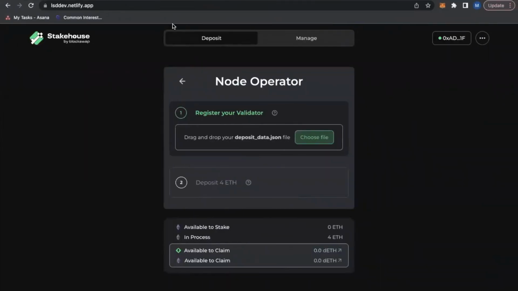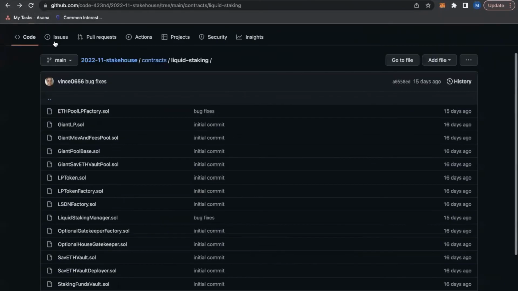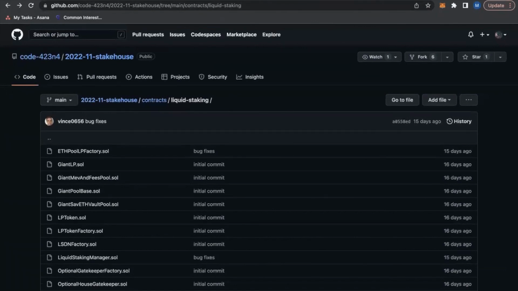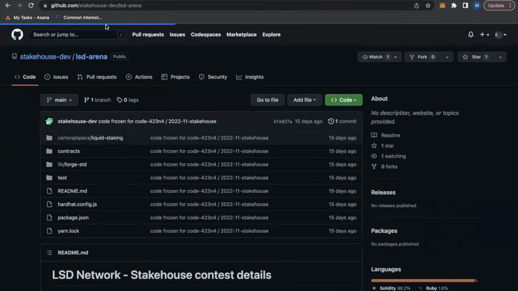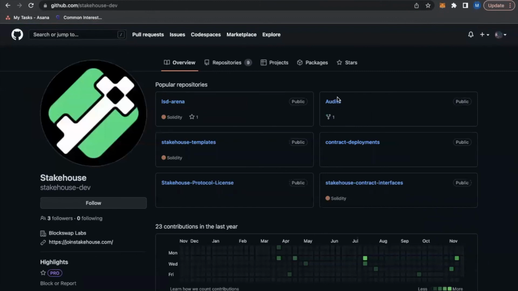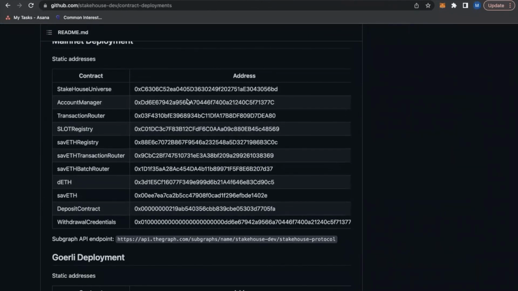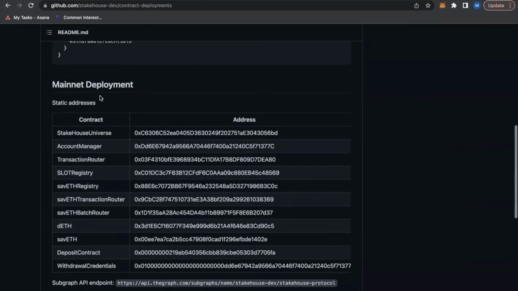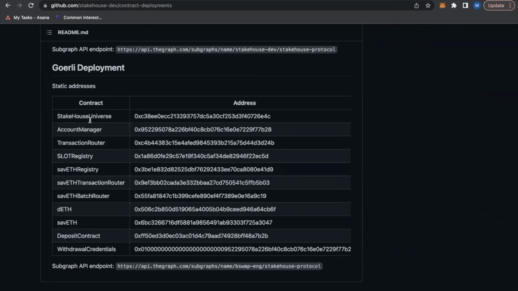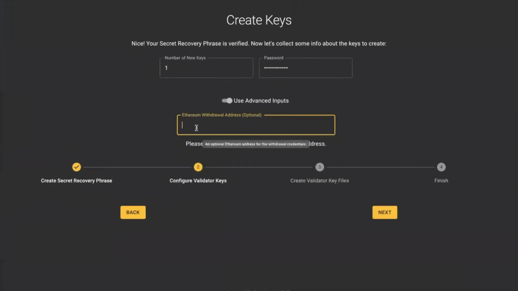Where can I find this address? Exactly, that's what I was going to lead you to. Go on to github.com/stakehouse-dev and move to contract deployments. In this, you will be able to get all the contract addresses that we use, one for mainnet and the other for Goerli. Since I'm using it on Goerli, I'll use the account manager address here, copy it, paste it here.